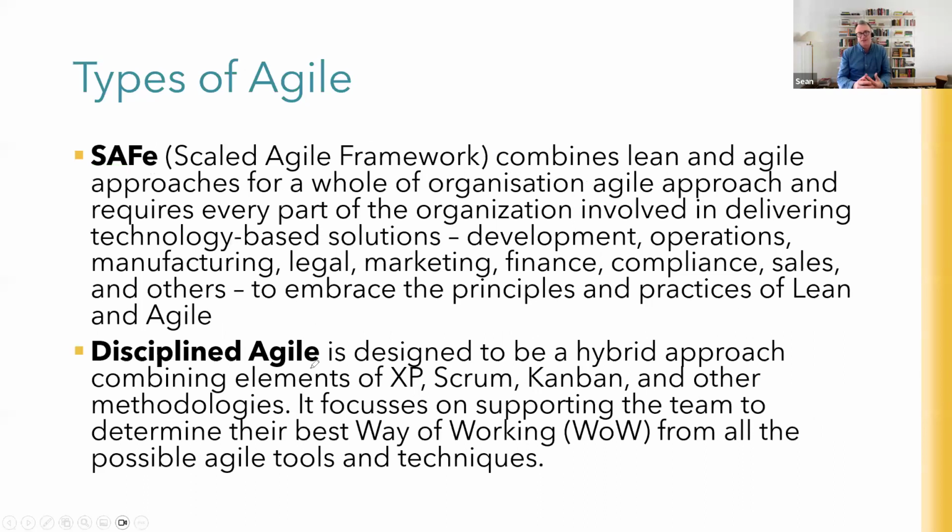And basically what it emphasizes is that in a high-performing team, they're the ones that are smart enough to determine their particular way of working. They get to choose whether they want to use a little bit of Scrum, a little bit of FDD, a little bit of SAFe, and they choose the best way of working. That's what I like about Disciplined Agile. It really puts the team at the center, lets them choose the best ways of working.